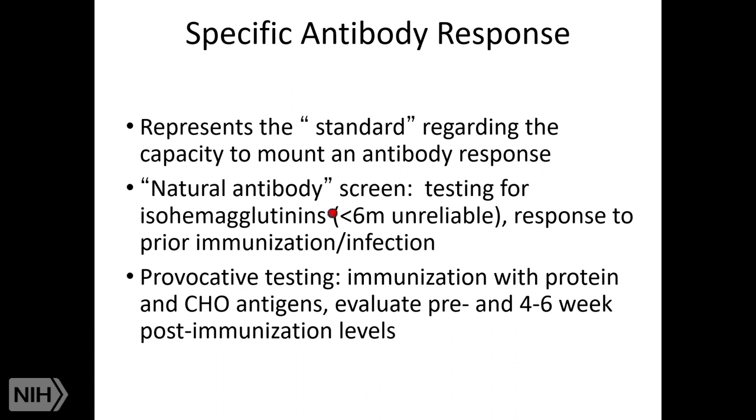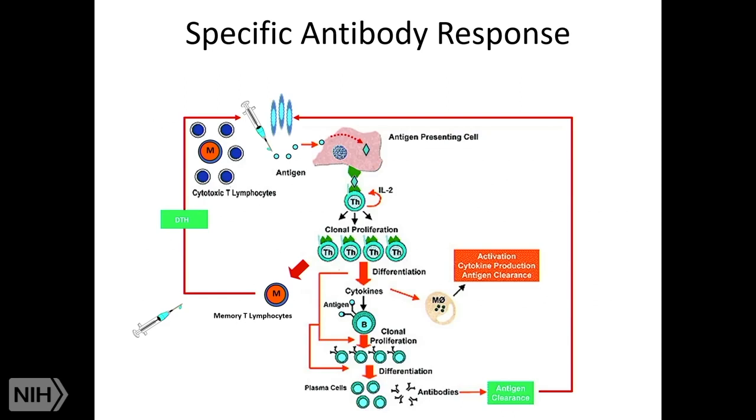Then you have the provocative testing, and this is the most provocative approach that we can take. We draw blood, we measure antibodies to, let's say, tetanus toxoid, we give the patient the vaccine, and 2 to 6 weeks later, we reevaluate the mounted immune response. Why is this the gold standard? Why is this the most important test that you can do? And here I will try to convince you why.